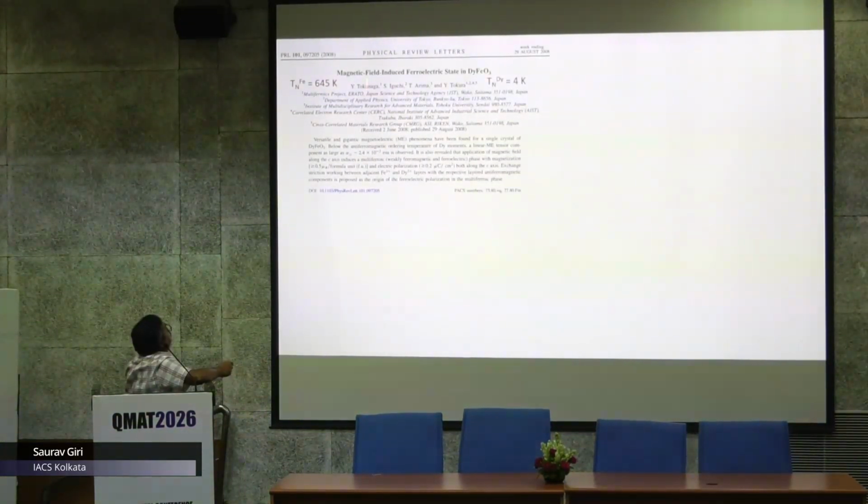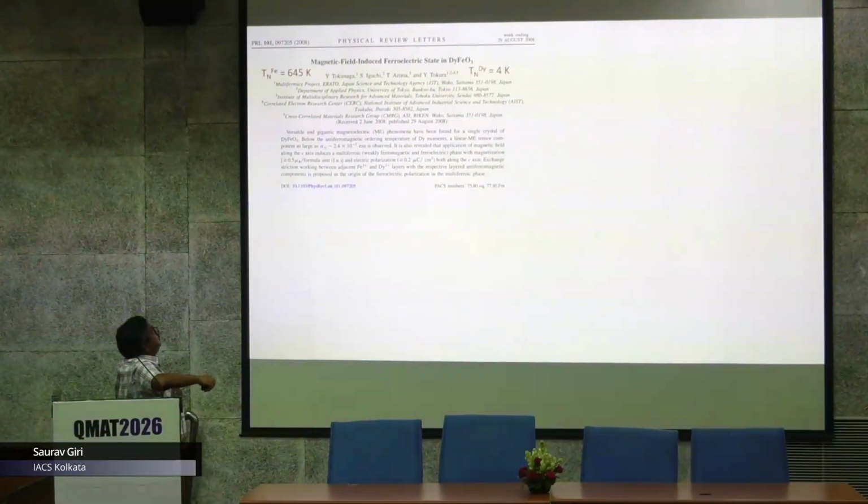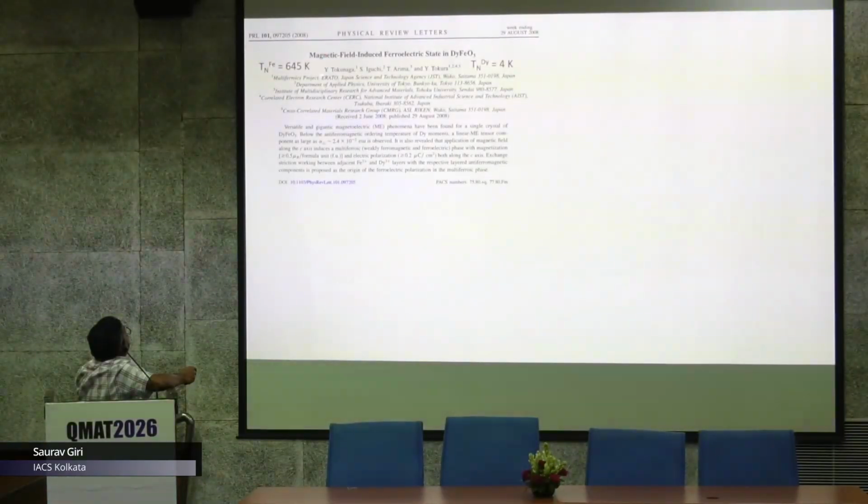This is the first example of multiferroic order, in dysprosium ferrite. For dysprosium ferrite, at high temperature there is an antiferromagnetic ordering at 645 Kelvin, and that happens because of the iron spin only. At low temperature, because of the rare earth ordering, there is another magnetic ordering at 4 Kelvin, and ferroelectricity is observed below this temperature. At very low temperature, but the magnetoelectric coupling was found to be very high.